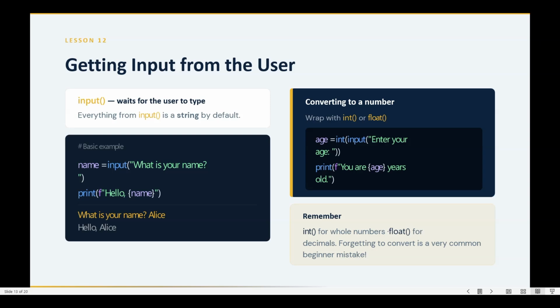So you can remember it like this: int is for whole numbers and float is for decimal numbers, and you can convert that input into an integer or a floating type number. Okay, we'll move on to the next topic. We'll see what the next topic is about.